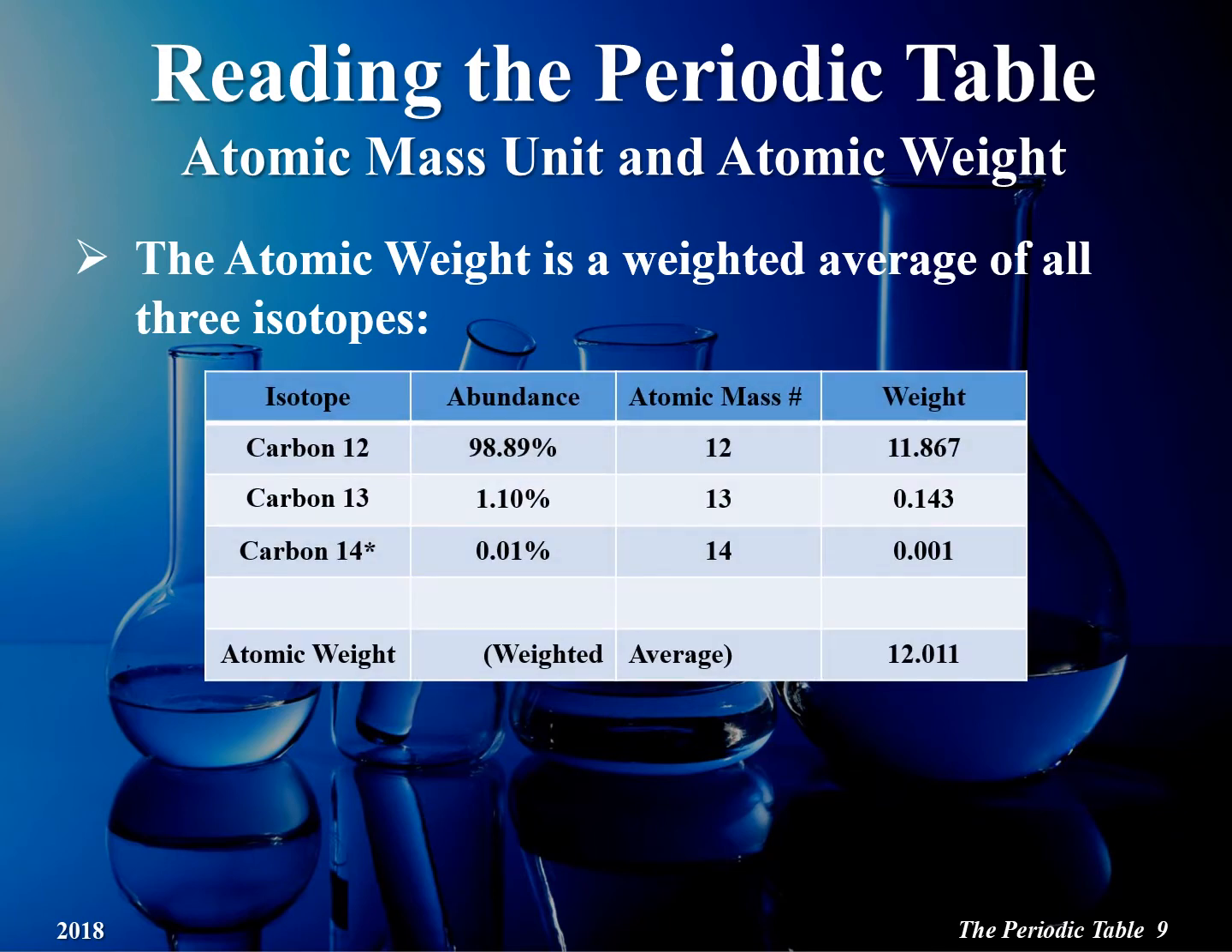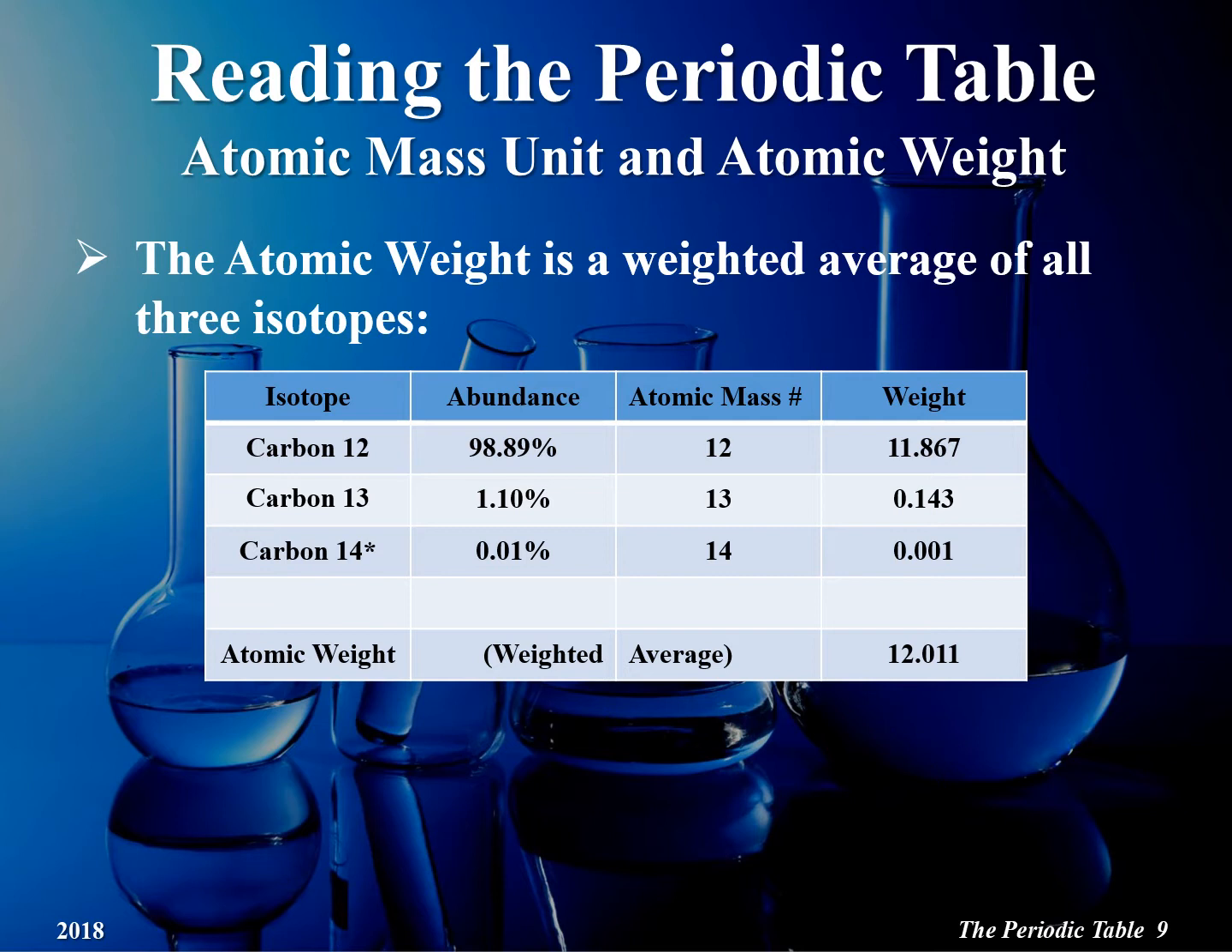This table shows how the atomic weight of carbon is calculated. The abundance of carbon-12 on Earth is 98.89%. When we multiply that percentage by 12, we obtain a weight of 11.867. Carbon-13 has an abundance of just 1.1%, so its contribution to the weight is 13 times 1.1% to give 0.143. Carbon-14, the radioactive isotope of carbon, has an abundance of only 0.01% to give a contribution of 0.001. Adding the 3 values gives the atomic weight as 12.011.